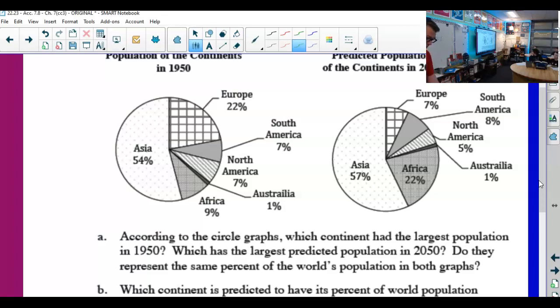So in question B here, they ask us which continent is predicted to have its percent of the world population increase the most. Obviously the continent itself is not going to change sizes, but which one should have its population increase the most? Liam, you wrote down the answer. Okay, so A, B, what? B, Africa. By how much percent? 13%. There you go.